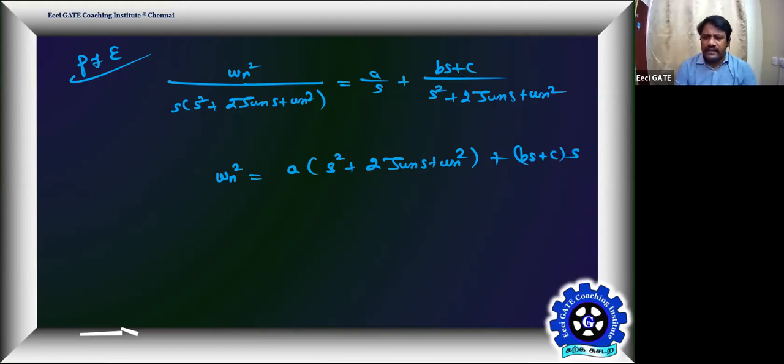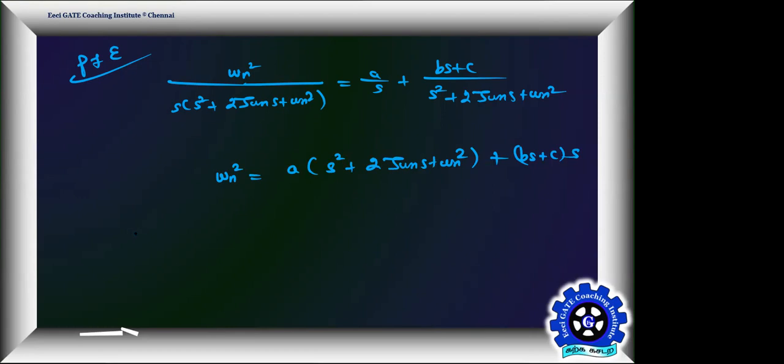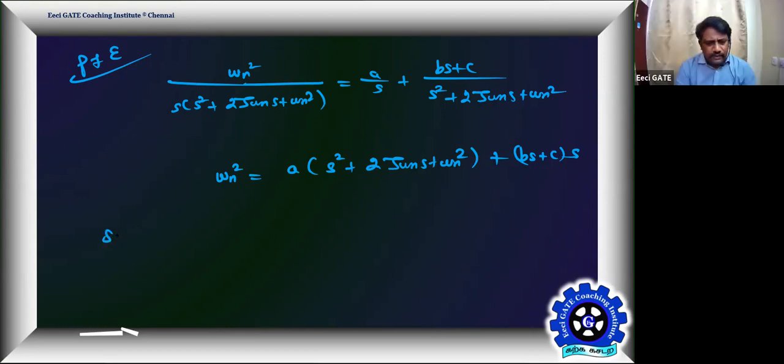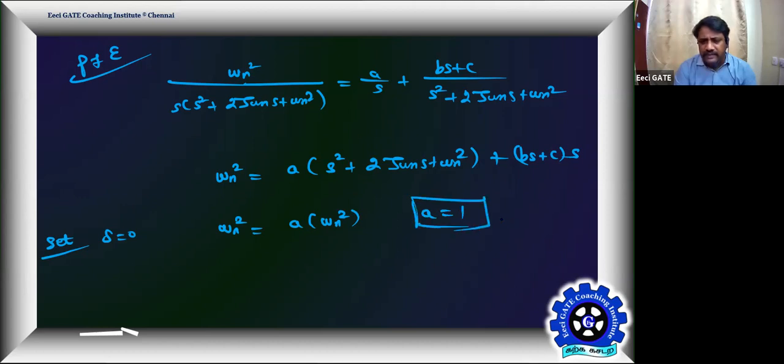Are you getting, everyone? Then set s equal to 0 in the equation. What do you get then? The left side is omega n square. On the right side, with s equal to 0, A into omega n square alone remains. This s equal to 0 will switch off the B component and C component. So I can go for A, and that results in A equal to 1. Easy?